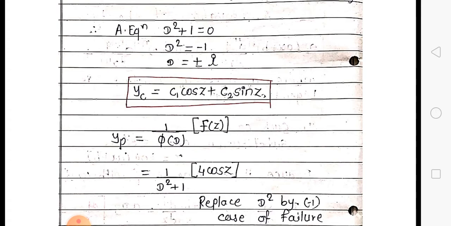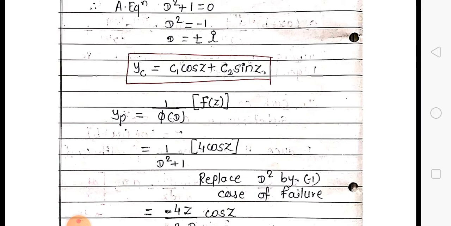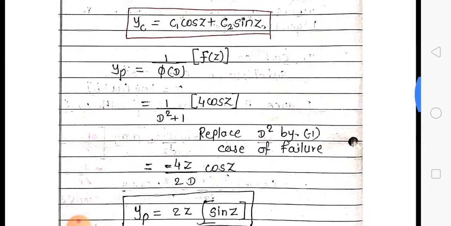Now, we see the function f of z. Here f of z is a function in terms of cos, that is a trigonometric function. If cos and sine, then always we replace D square by minus a square, where a is the coefficient of z in the cos term. Here cos z, or we consider cos ax, where the value of a is 1. Therefore, we replace D square by minus 1. But if we replace by minus 1, then we got minus 1 plus 1, which is 0.